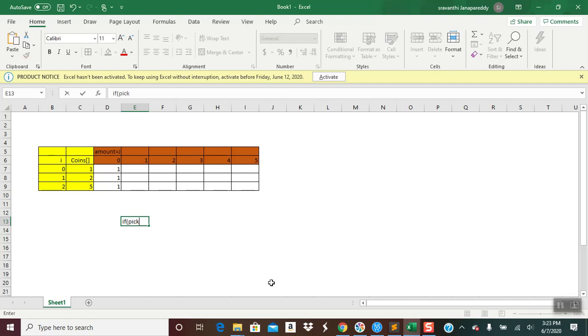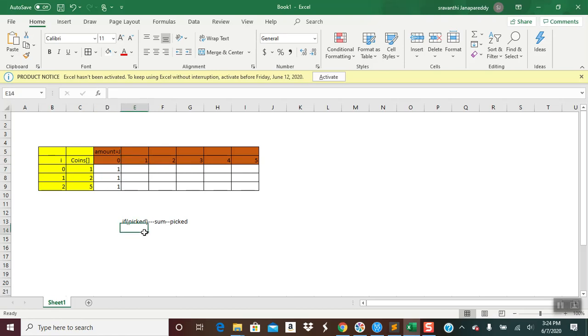If it's picked, then we have to remove it from the sum, right? The picked element should be removed. If it is not picked, just take the previous solution. So if you look here, when 1 is picked, then what you have to do is remove it from the sum, 1 minus 1, which is 0. So coins of 0 is what?